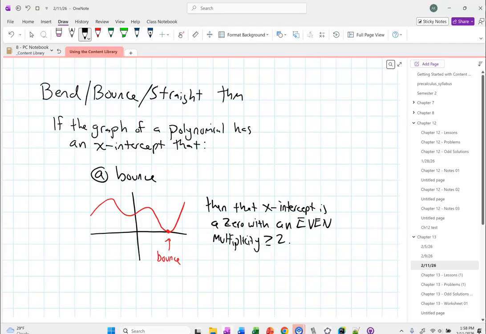If you have an x-intercept that bounces, where the graph hits the x-axis at that x value and then returns in the same direction it came from, that's a bounce. That means that x-intercept is a 0, and it will be used an even number of times, at least 2. So 2 times, 4 times, 6 times, who knows how many times, but it's going to be at least 2, and it'll be even.